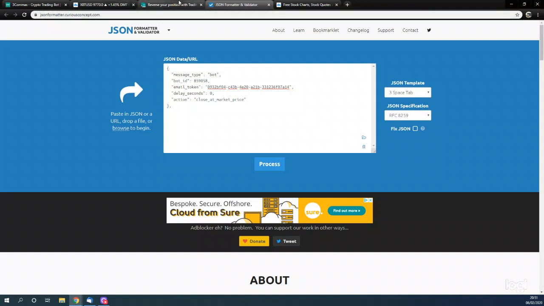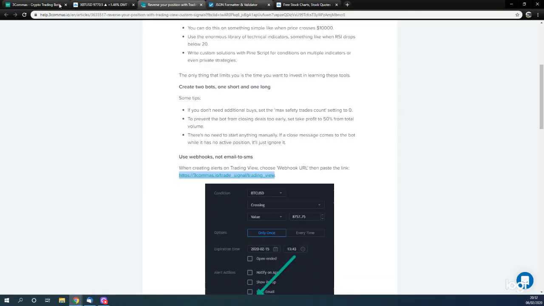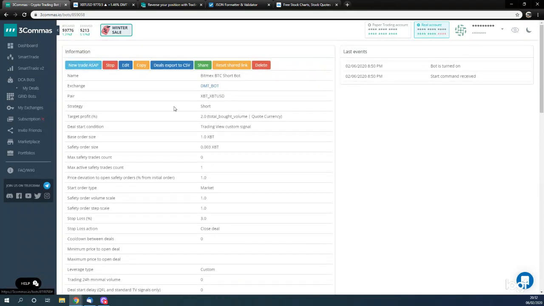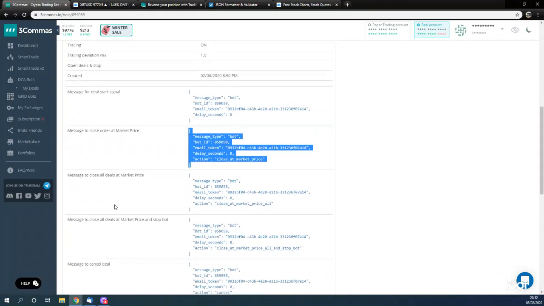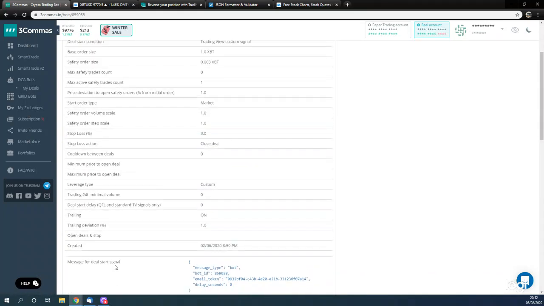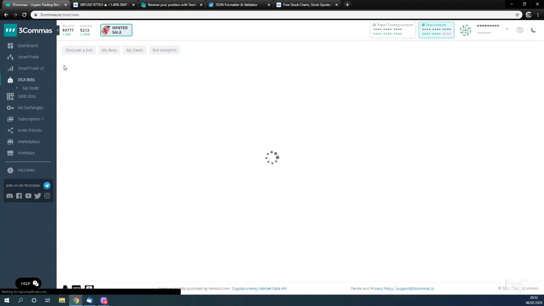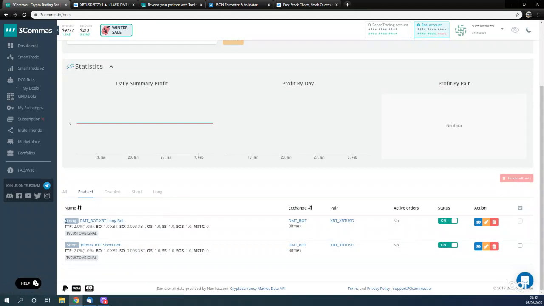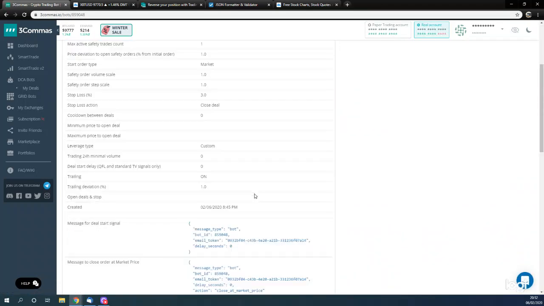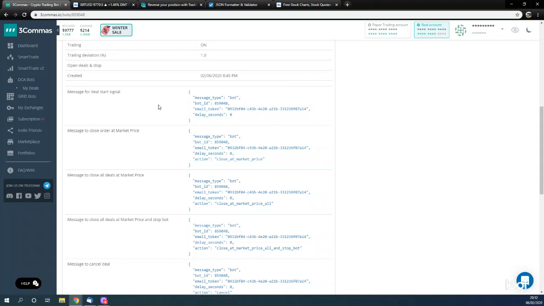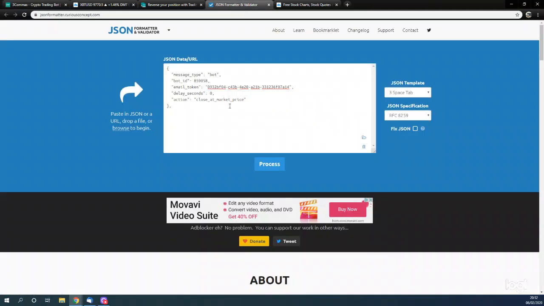So now on 3Commas, we're going to have to go over to our other bot, which will be the buy bot. These commands here are the commands for this bot, which is the short bot. So we are then going to go to our dashboard. Didn't need to press dashboards. Our DCA bots, my bots. We are then going to go to our buy bot, our long bot, which is this one here. And this will be the message for deal start signal. So we're going to click on this here, copy this, and put this into here.